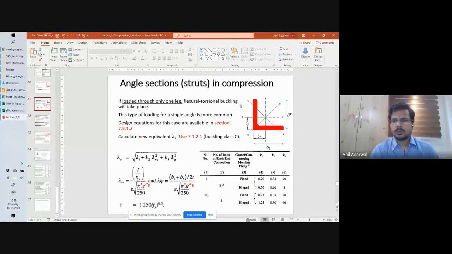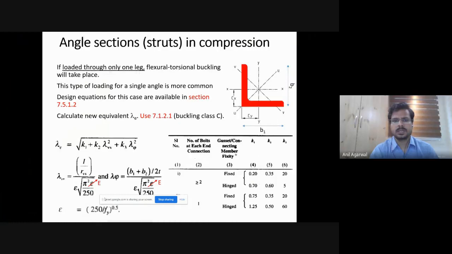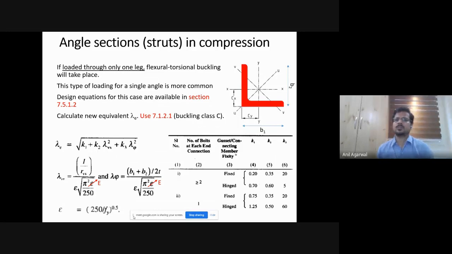Fine. So in the previous class, we were talking about angle sections which are in compression but are connected with only one leg. Since these are connected with only one leg, we definitely are going to have an eccentricity, and that eccentricity will force it. So if a section has an eccentricity, the two flexural modes of failure are completely impossible. The code then makes you consider the combined modes of failure: two flexures and one torsion. Instead of two flexures, basically the weaker flexure and torsion, you get an effective slenderness.